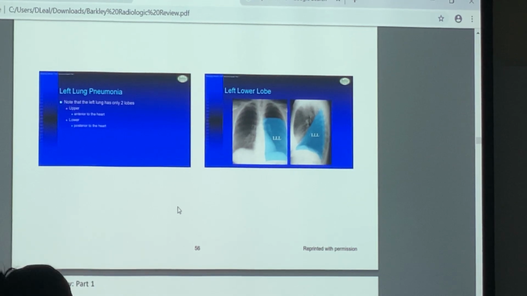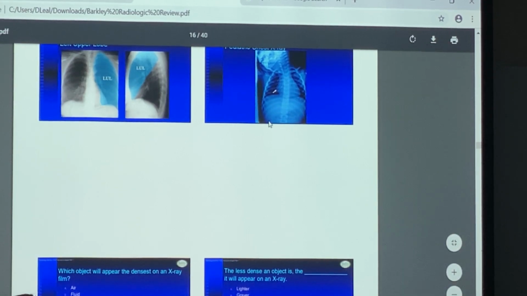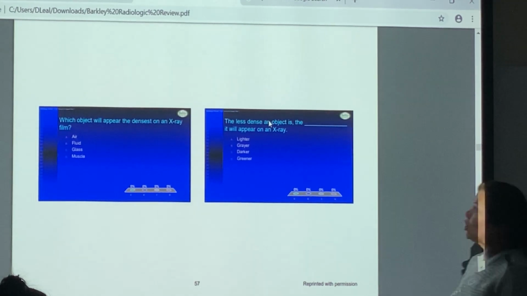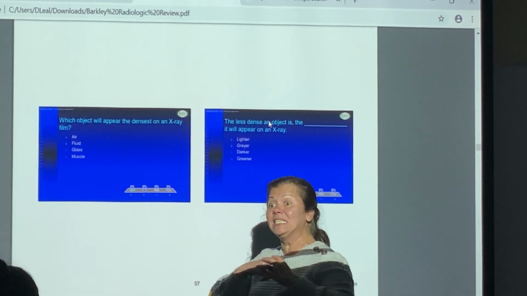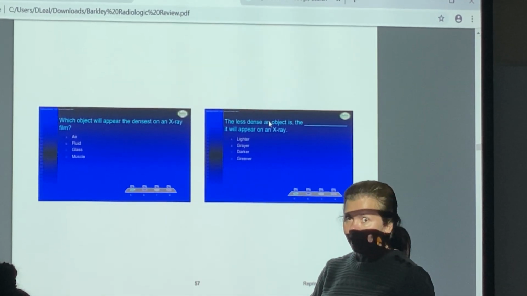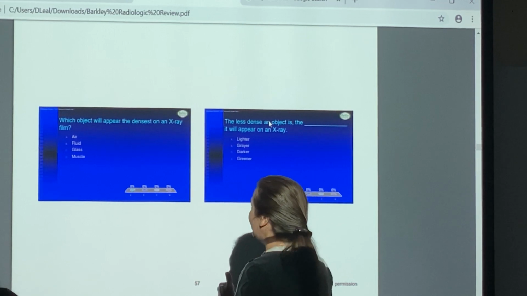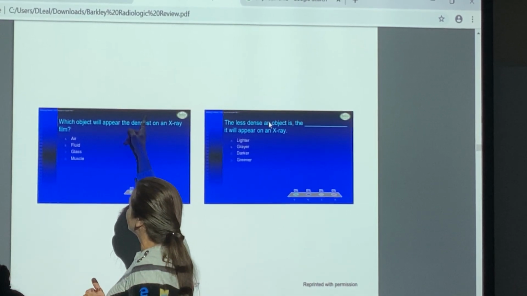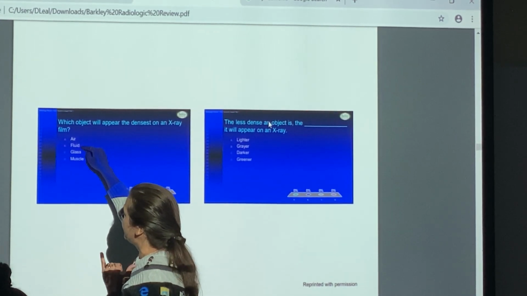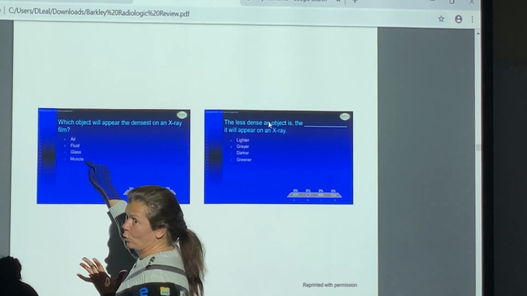So again, we went through the entire anatomy. This is just a child, but you're not going to be tested on pediatrics. Now, he has some questions here. Which object will appear the densest? The higher the density, the whiter you will see it on an x-ray. The lighter the density, the darker it will be seen. So the densest is the whitest. Fluid is white, air is black, muscle is gray.